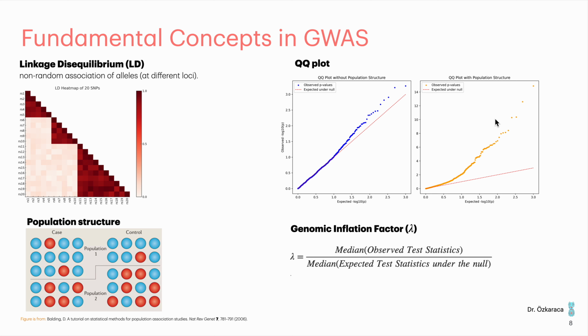And usually you don't only look into the QQ plot, but there's also a metric called the genomic inflation factor, which looks into the median of the observed test statistic and the median of the expected test statistic under the null. You can also look at, most of the time, the chi-square test statistic, which is used in GWAS, and the median of observed and median of expected. This ratio is called the genomic inflation factor, and if it is greater than 1, this might indicate the presence of population structure.